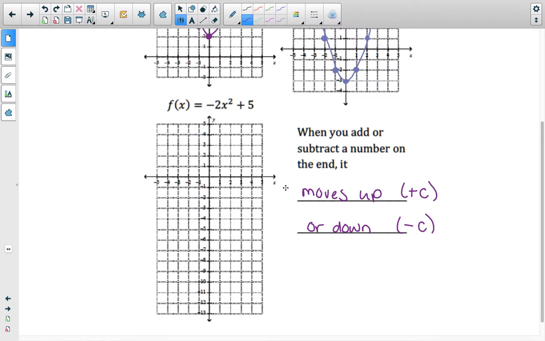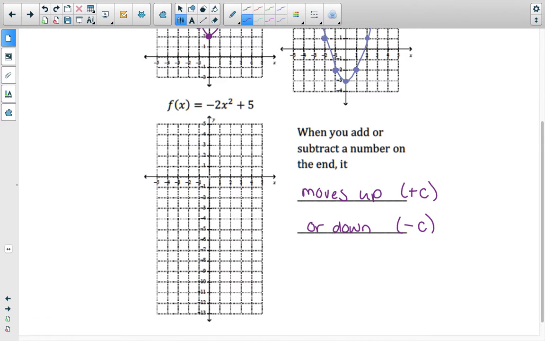So let's look at what happens when we have an A value and a C value that is different than the parent function. If we think about what this might do, a negative A value tells us that our graph should point down. An A value of 2 tells us we're going to have a vertical stretch, meaning it's going to be skinnier. And plus 5 tells us that all of the coordinates will be shifted up by 5 units. So let's plug in some numbers.